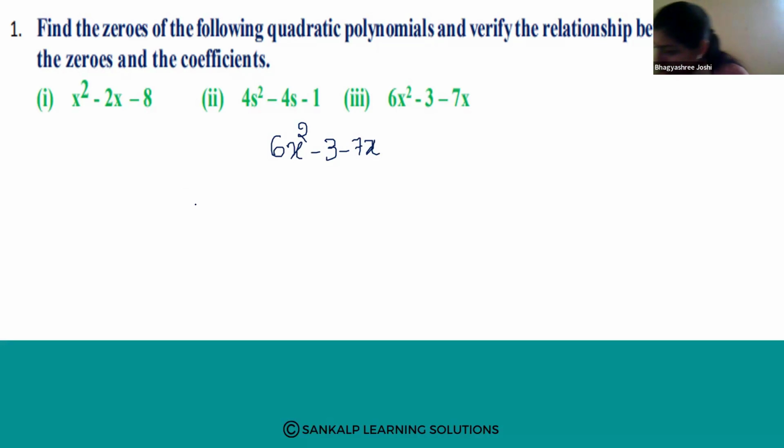Yes, very good. We should write it in the standard form of a quadratic polynomial, that is 6x square minus 3 minus 7x. So the standard form of a quadratic polynomial is ax square plus bx plus c, right?